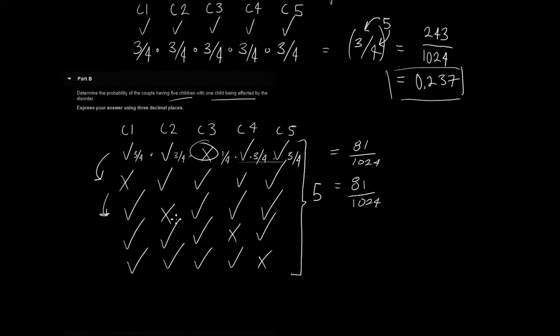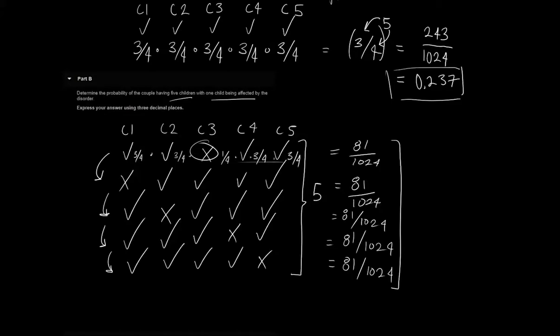Do it again, again, and again. Because these events are mutually exclusive, we can use the sum rule to add them all up, and we're going to get 405 over 1024, which is going to be our answer.